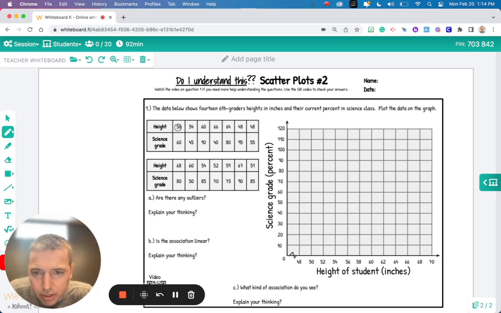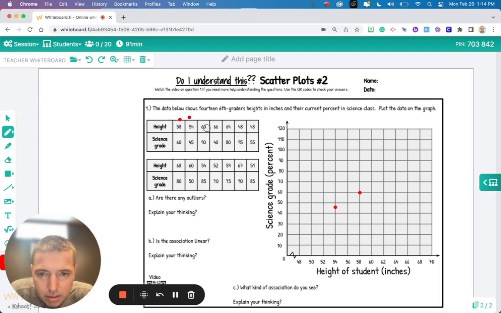So the first student has a height of 58 and they have a 60% in science class. So 58 on the X and 60 on the Y. The second student has a height of 54 and their science grade is 45. So 54 on the X, 45 on the Y. So what I'm going to do is just go ahead and graph all 14 of these dots. Remember, they don't need to be perfect. We just want to get them real close.